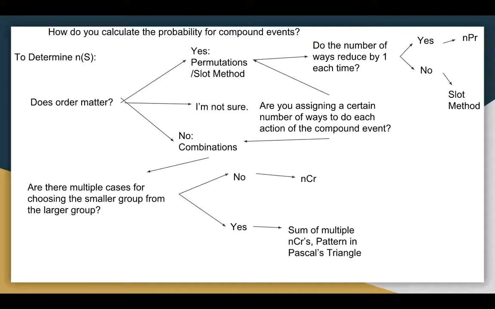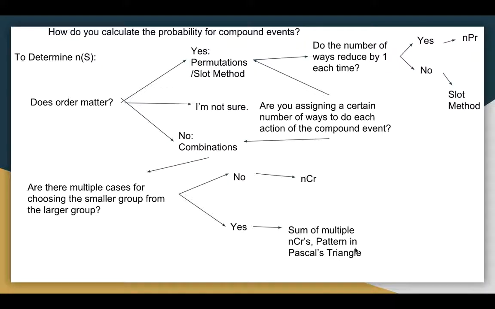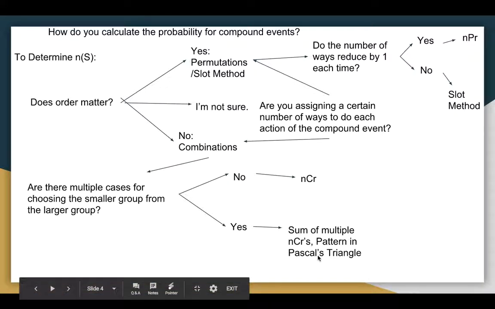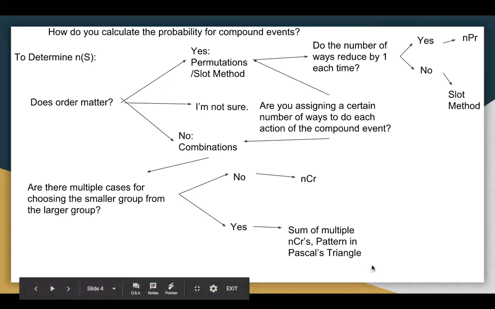So 52 choose 5 would be that. The pizza question here would represent that pattern of Pascal's triangle. You're not choosing exactly one topping. You're choosing anywhere from 1 to 8 toppings. So you can actually see the password question in the MPR or the slot method. But the birthday problem as well could be in these. The cards question would be here, and then the pizza question would be here.